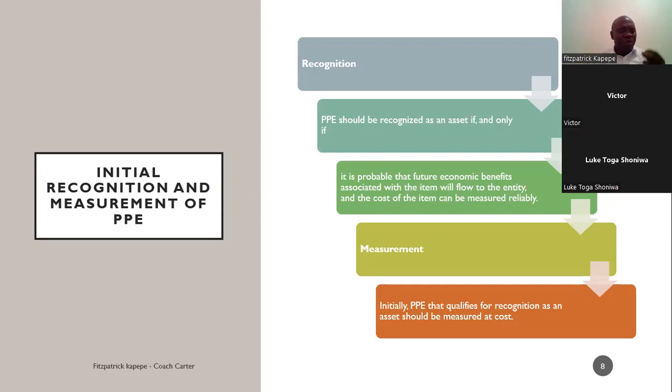Here first is that we should be able to measure its cost reliably. So whatever equipment we have that we have recognized, we know that it needs to sit on our books or financials, specifically our balance sheet, or what we call the statement of financial position. So how is it going to sit there? There must be some cost of some kind. So we should be able to measure the cost reliably.